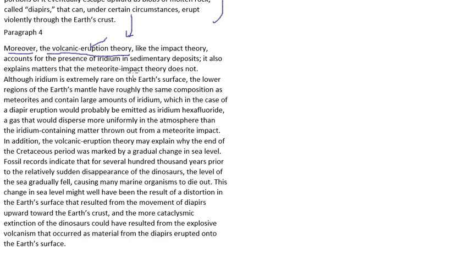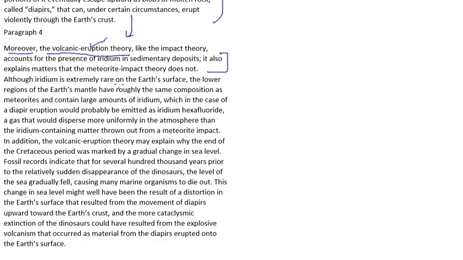He says the volcanic eruption theory accounts for the presence of iridium in sedimentary deposits. It also explains matters that the meteorite impact theory does not. So here the author seems to be in favor of the volcanic eruption theory, as if he's trying to support it. He says that the eruption theory accounts for or explains matters that the meteorite impact theory does not.